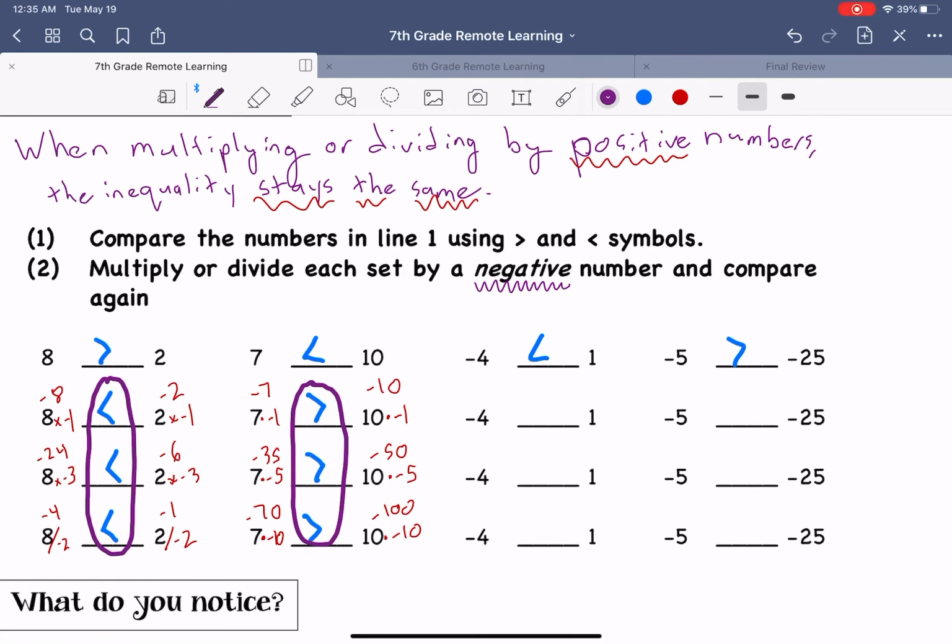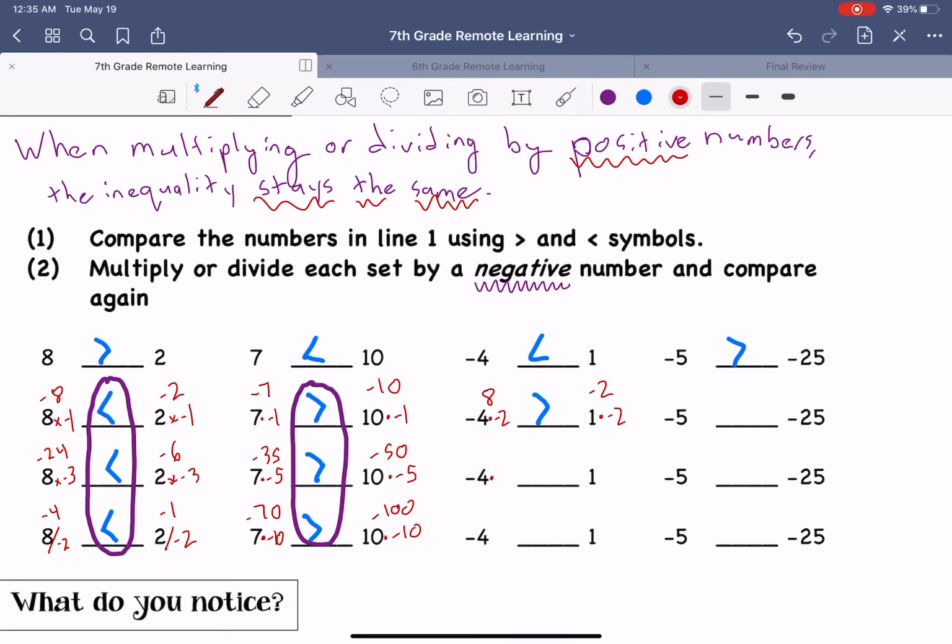Let's try a couple more. Now we have a negative. We're starting with a negative. Maybe it only works when we start with a positive. So we better check to make sure that this continues to work. Okay, let's multiply by -2. -4 times -2 is +8, and 1 times -2 is -2. 8 is greater than -2. Look, I have a flip.